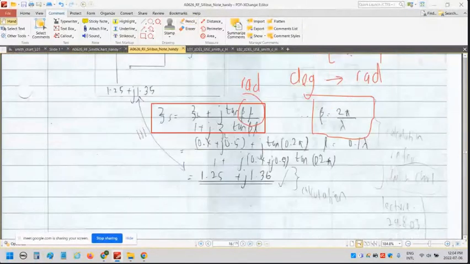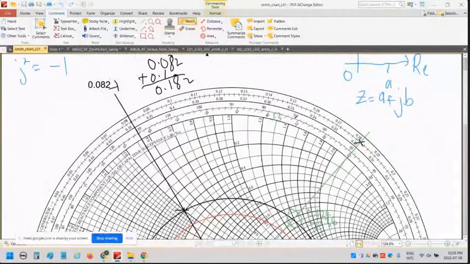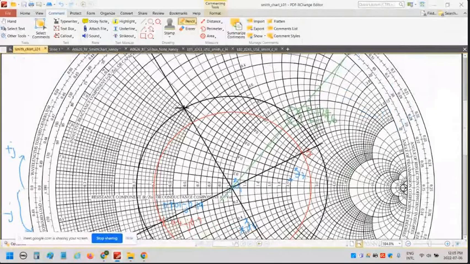You can use this formula, and it gives the correct answer. But you should know that if the question asks you to use the Smith chart to get this location, this is their method. So you get the same value.